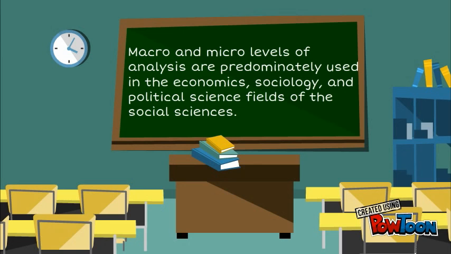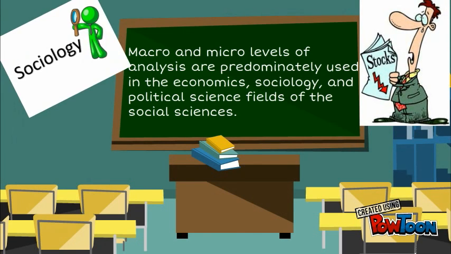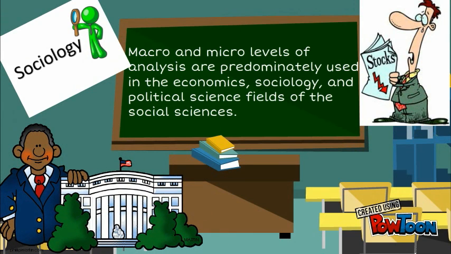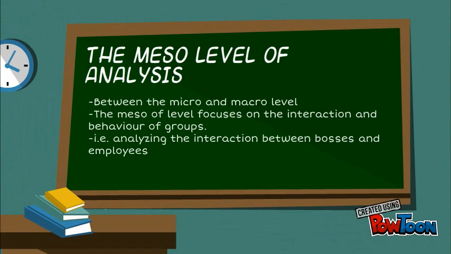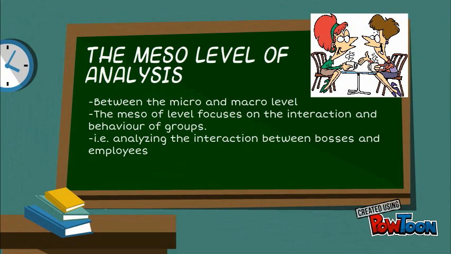Macro and micro levels of analysis are predominantly used in the economics, sociology, and political science fields of the social sciences. A level of analysis not mentioned in the textbook is the mesolevel of analysis. It is between the micro and macro level, and it focuses on the interaction and behavior of groups. For example, analyzing the interaction between bosses and employees.